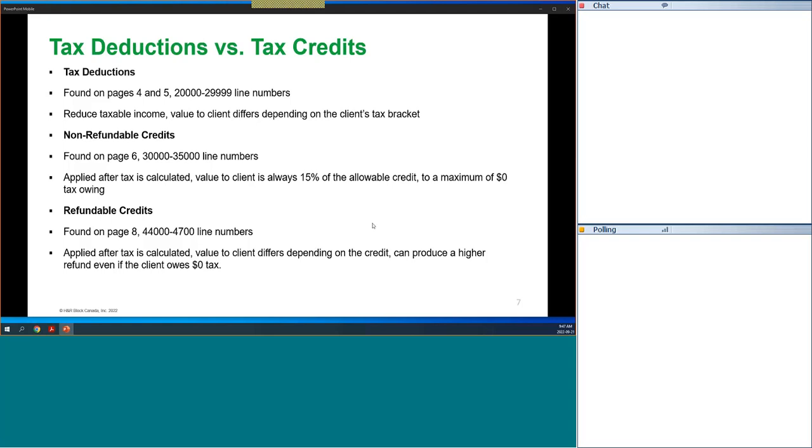And that's partly because of how they work. So tax deductions are found on the 20,000 to 29,999 line numbers. What they do is they reduce your taxable income. So they take the tax off the top and then they reduce your taxable income.